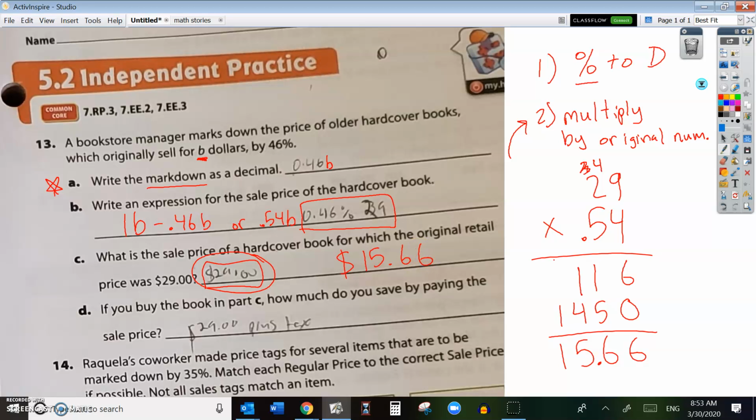And then if you buy the book in Part C, how much do you save by paying the sale price? So it was $29, but we're taking $15.66 away. So let's borrow there, and we get a 10, and a 9, and a 10. It's going to be 4, 3, 3, 1. So you save $13.34.